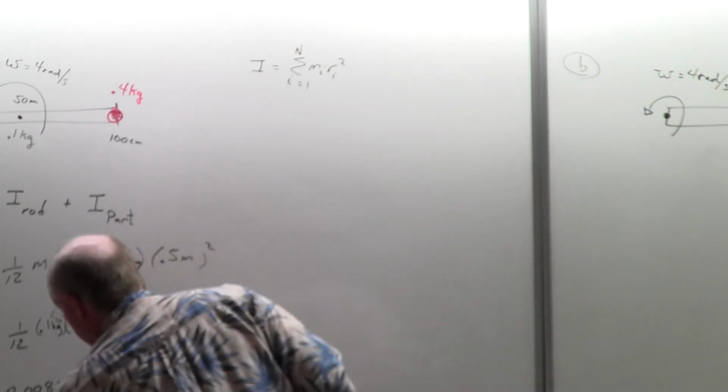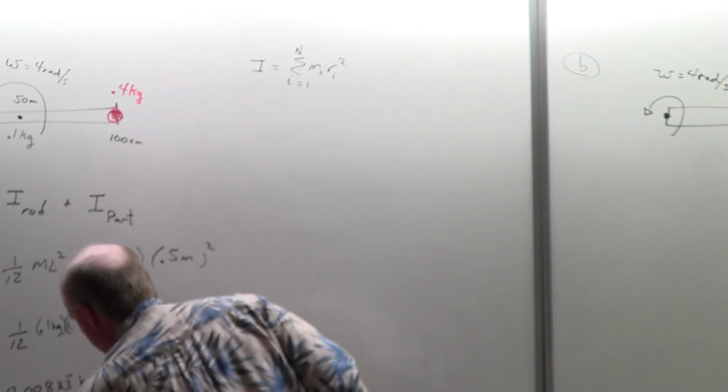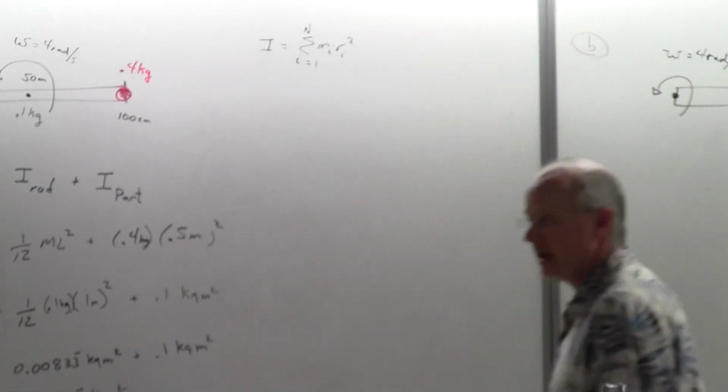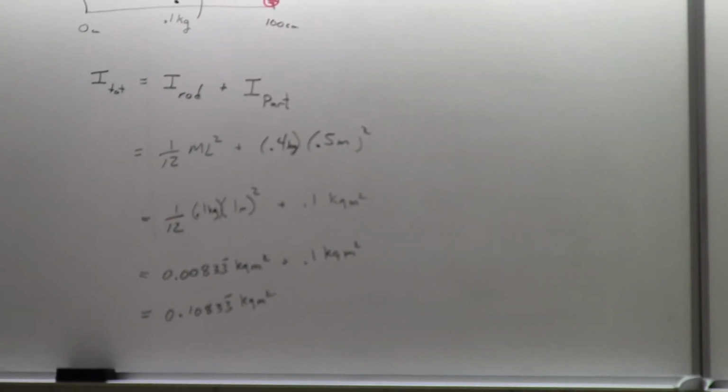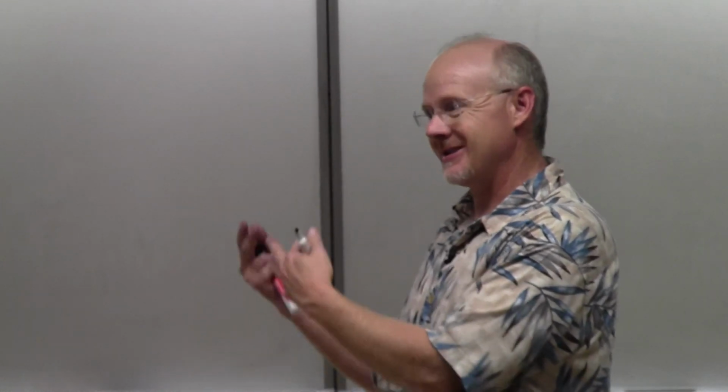So the total of these two is 108,333 kilogram meters per second. So there's the rotational inertia. So that's half the problem, but it can be a challenging problem. That's why, again, I like this chapter. It forces you to do and use those hard pieces of chapter 10.